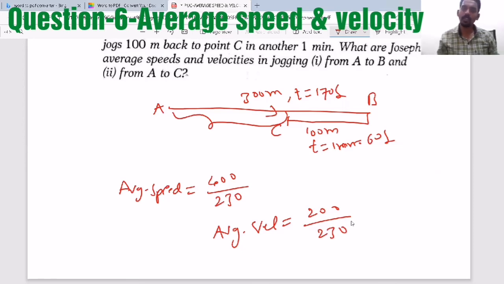So this way you have to understand from where to where they are moving. First you should calculate the distance and displacement. Then you can calculate the average speed and velocity easily, only by dividing by time. Distance by time is speed, displacement by time is velocity.